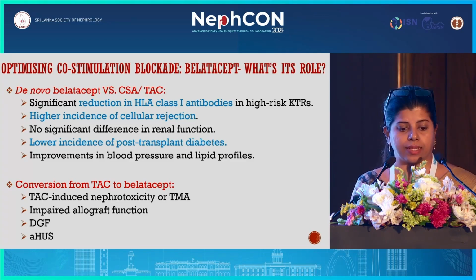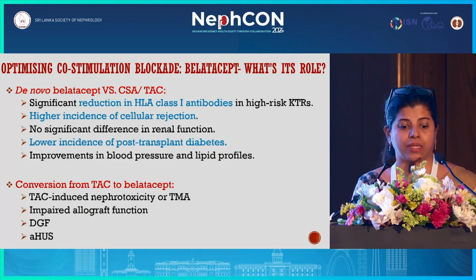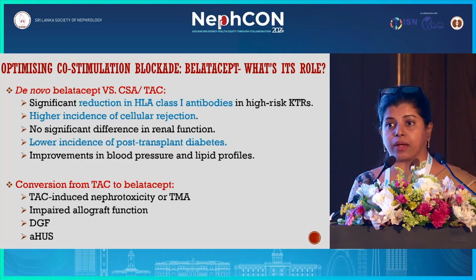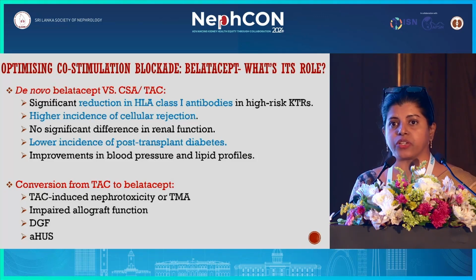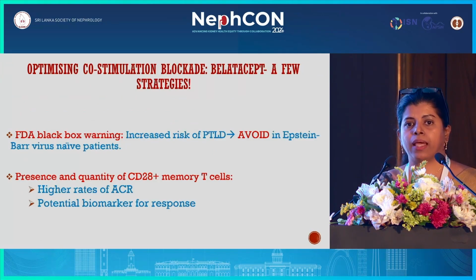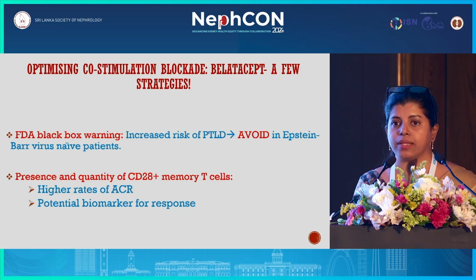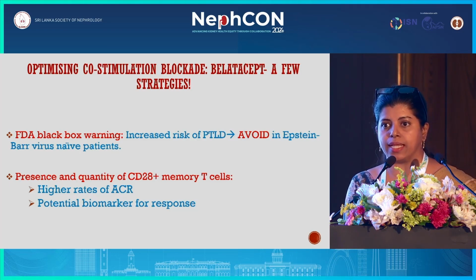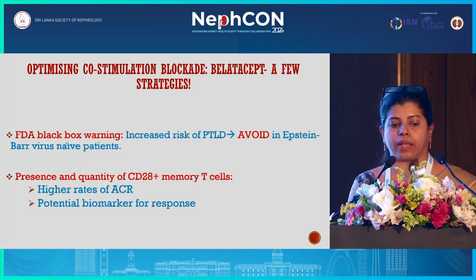The scenarios where TAC can be converted to belatacept are when there is TAC-induced nephrotoxicity or TMA, when there's impaired allograft function, delayed graft function, or atypical HUS. Belatacept does come with an FDA black box warning of increased risk of PTLD, hence it needs to be avoided in patients who are Epstein-Barr virus naive.